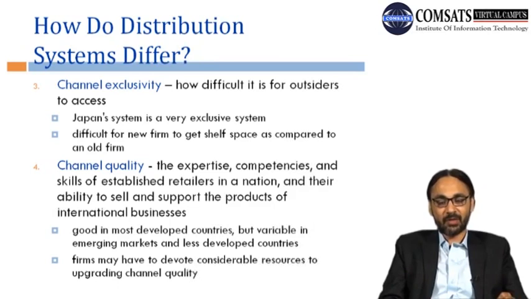The Japan system is a very exclusive system, difficult for a new firm to get shelf space as compared to an old firm. Channel exclusivity. The fourth one is channel quality: the expertise, competencies, and skills of established retailers in a nation, and their ability to sell and support the products of an international business.